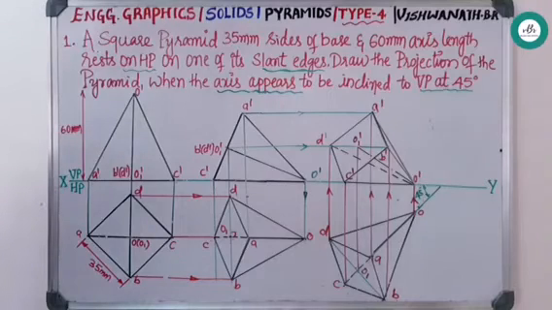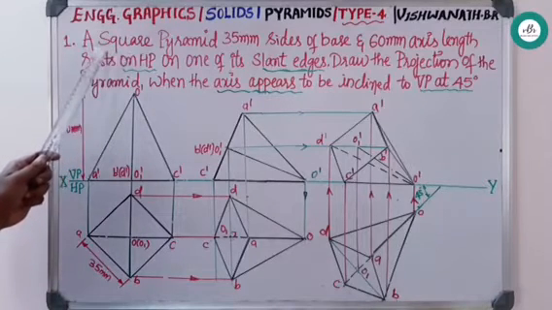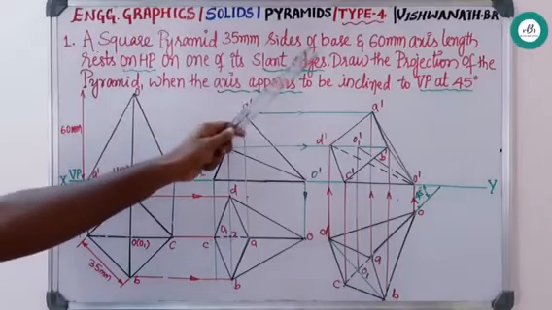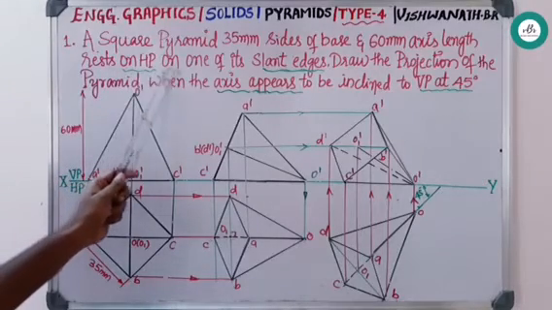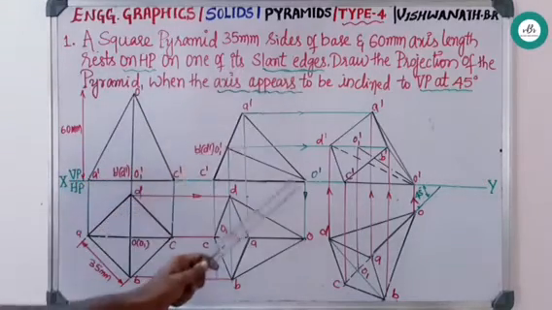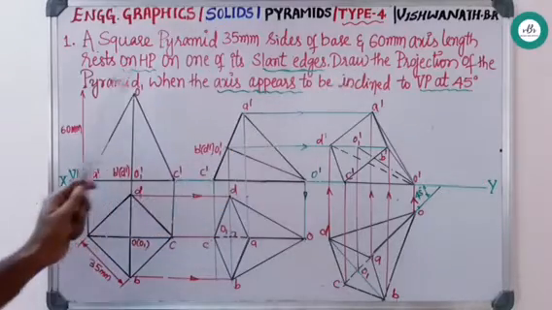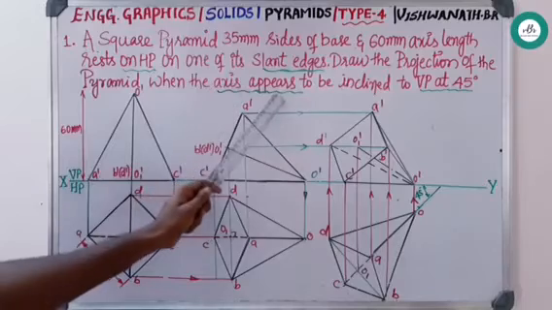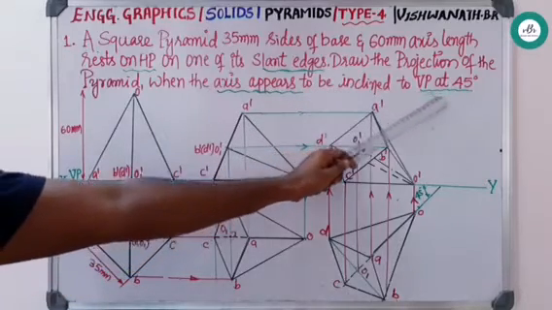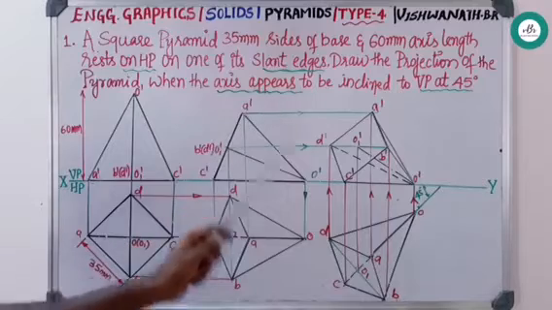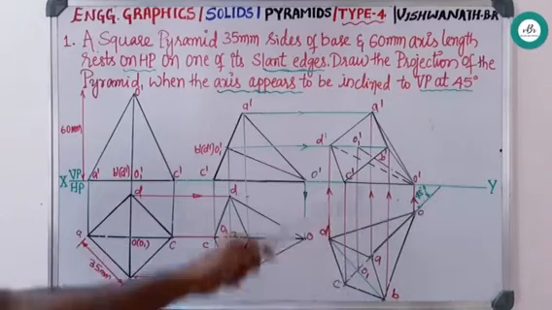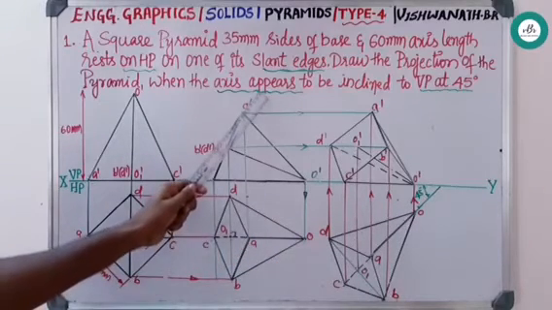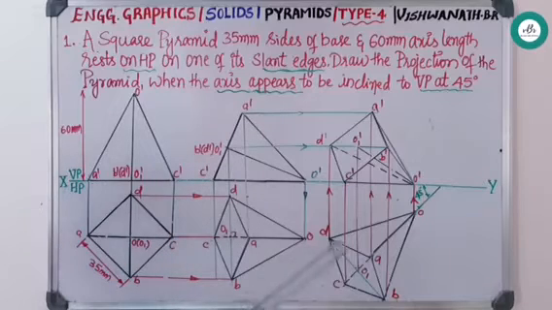Before proceeding with the next problem, I just read the previous question. A square pyramid 35 mm sides of base and 60 mm axis length rests on HP on one of its slant edges. So we have solved here. Draw the projection of the pyramid when the axis appears to be inclined to VP at 45 degree. Since appearance is given, this is a non-beta case. We have directly taken this 45 degree and proceeded the problem. In case if this appearance is not given, then this problem is a beta case problem.